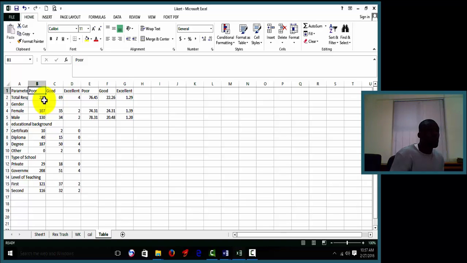So how many people were poor? This. And out of this number, how many of them were females? This. And how many of them were males? This. So in that case, I should take this one, divide it by this, and then divide this one too by this.